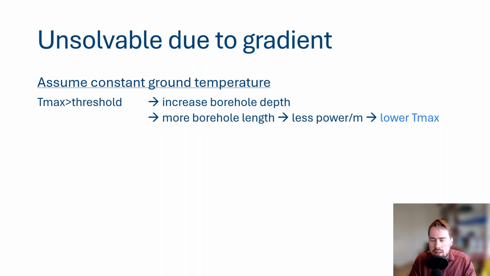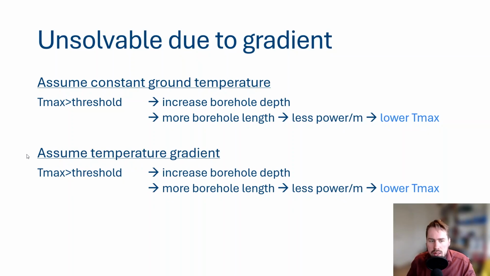Now, if you're not that familiar with the relation between the power and the fluid temperatures, please watch our video on the short-term effects, bore field physics. It's also linked in the description below. So this is the case for a constant ground temperature, and we will always converge to a solution there. But if there is a temperature gradient, we again have the same physics. So our temperature is above the threshold, we increase the borehole depth. By doing so, we increase the borehole length. This leads to less power per meter, and hence we have a lower fluid temperature.